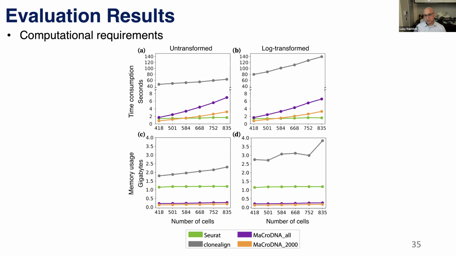When we restrict the processing of data to 2,000 genes, we get the bottom ones as well. If you look at the memory usage, Surratt and clone align consume the most memory. MaCroDNA is the best. When you look at running time, all of them are better than clone align. But also, if you restrict the data set to about 2,000 genes, so do all that analysis based on 2,000 genes, not on all genes in the data, the amount of time for MaCroDNA and Surratt becomes comparable as well.